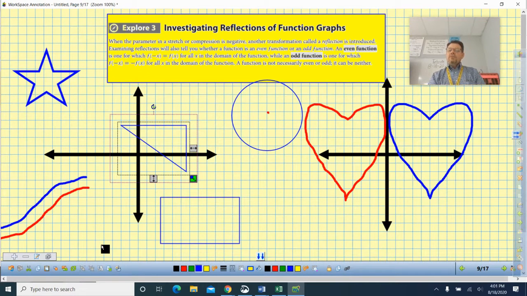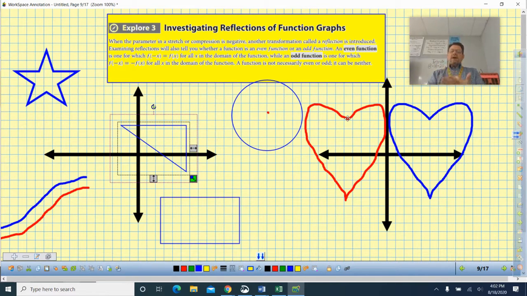So if your function can reflect across the y-axis and get back what you started, that means you have an even function. If you can rotate it about the origin 180 degrees and get back what you started, then you've got odd. Sometimes, depending on what the shape is and where it's at, it could be either or both, right? But those are the two things.